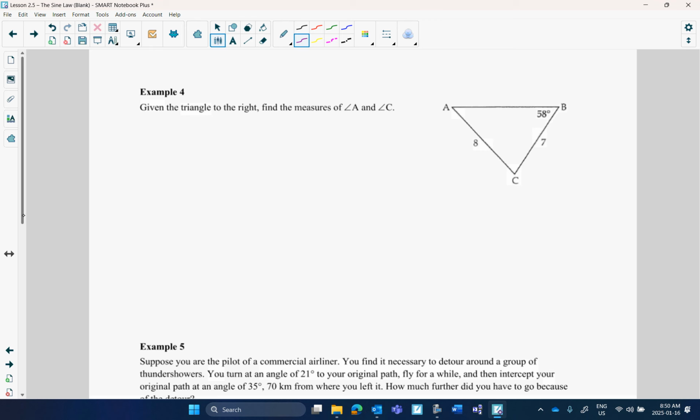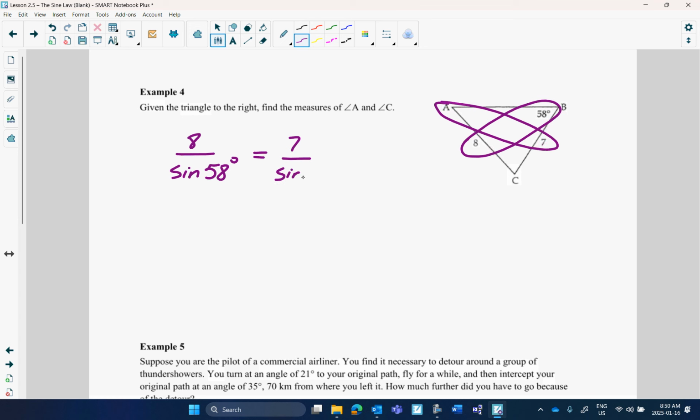But this time what we're going to have to do is, okay, we know this, so we're going to use this in one fraction. Let's find A first, so we're going to use this in the other fraction. So little a over sine 58 degrees is going to equal the fraction 7 over the sine of its angle opposite, which is angle A, which is one of the angles we're trying to find.